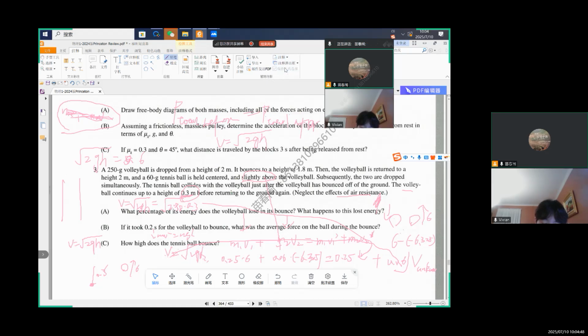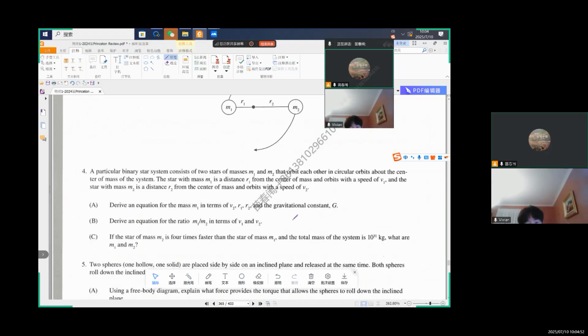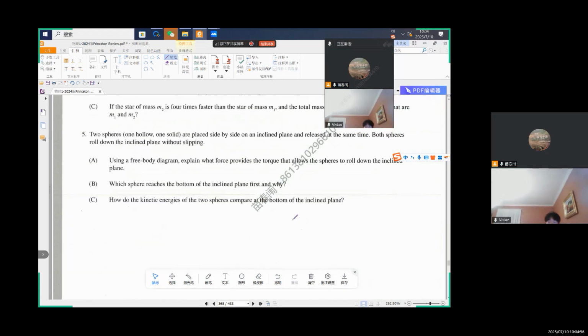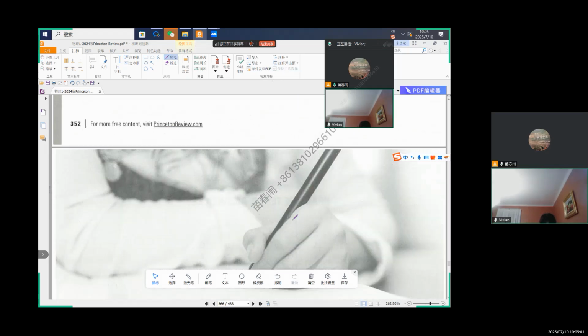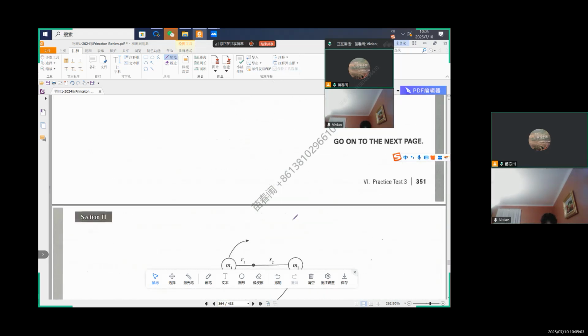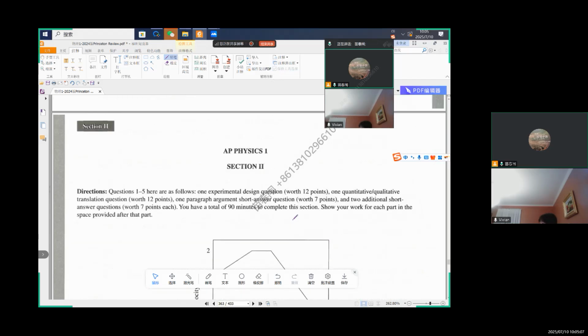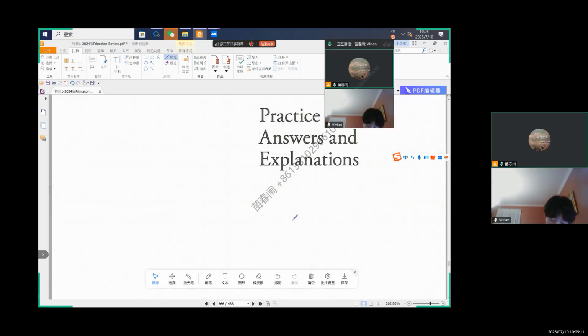This is 3. We still have 4 and 5. So the homework would be 4 and 5. Of course, the questions that we did, I think you should really redo all of this. It's been a while, so it's better to do it all. Okay. And then just go on with practice 3 and 4, 5. I mean the free response 4, 5.